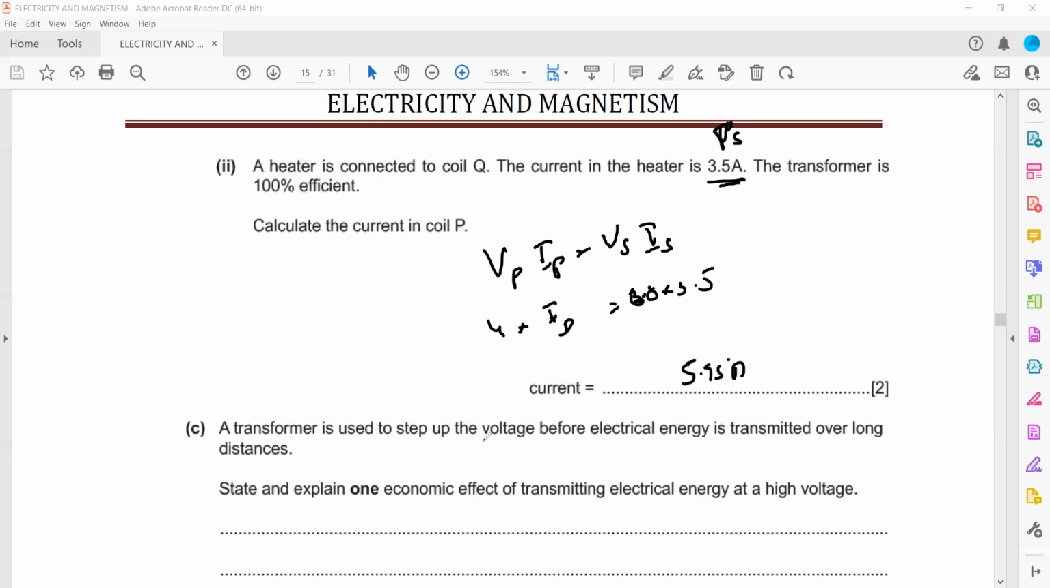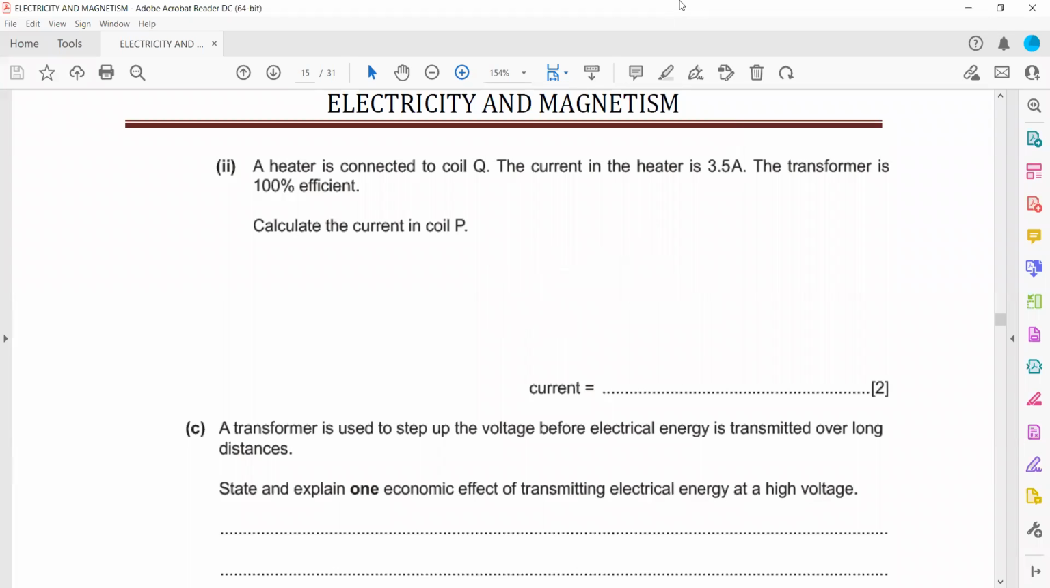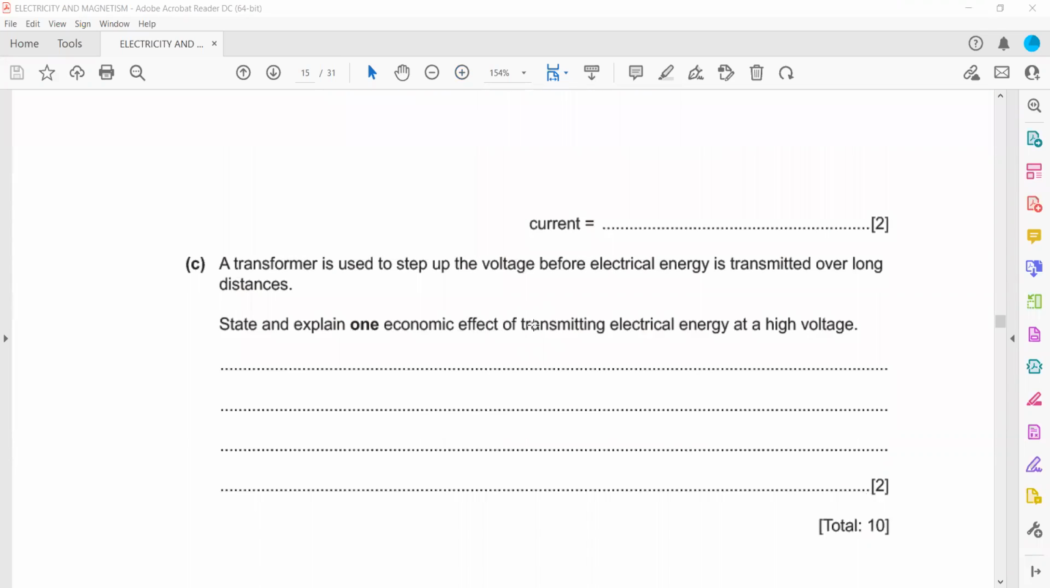Then a transformer is used to step up the voltage before electrical transmission. One advantage is that it reduces the power loss in the form of heat and reduces the cost of making these wires.